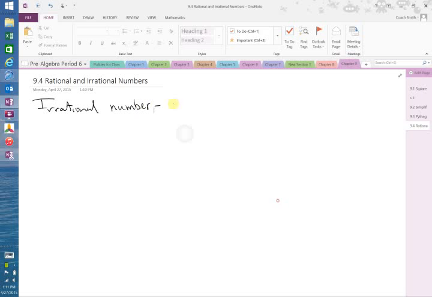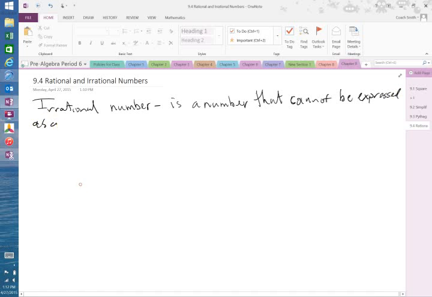An irrational number is a number that cannot be expressed as an improper or proper fraction. Okay, the book is going to say it's a number that cannot be written as a quotient of two integers.